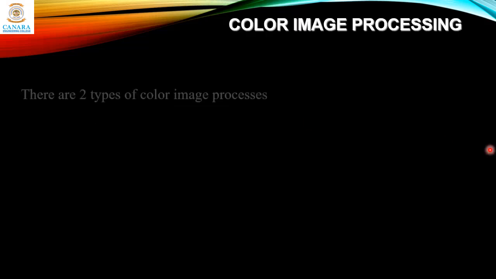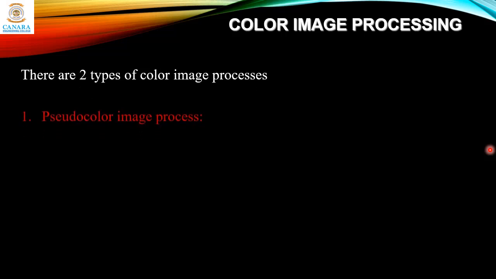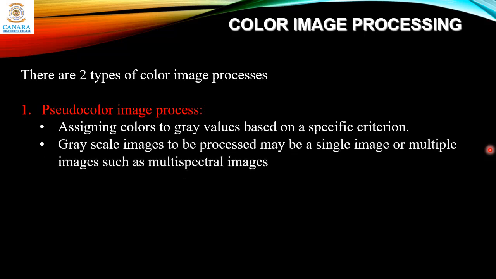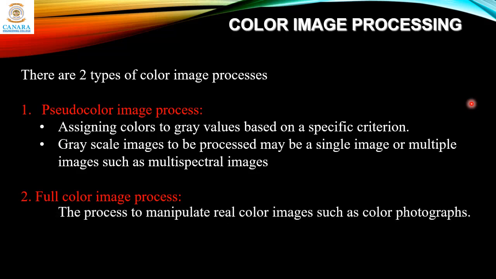There are two types of color image processing. Namely, the first one is pseudo color image processing, in which we basically assign colors to gray values based on a specific criteria. The grayscale images to be processed may be a single image or multiple images, such as multispectral images. We'll come to this topic later, what we mean by multispectral images and their coloring process. And the second type is full color image processing. Here the process is to manipulate real color images such as color photographs.